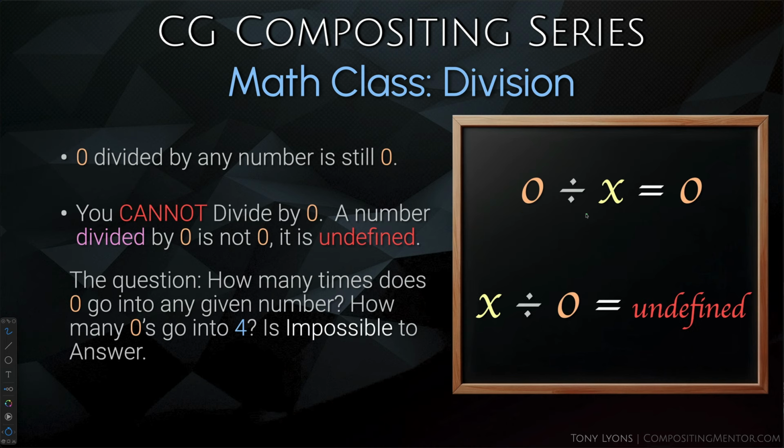However, you cannot divide by 0. You can't go the other way around. So if you start with any number and it's divided by 0, it does not equal 0. It equals undefined. It's impossible to do that.